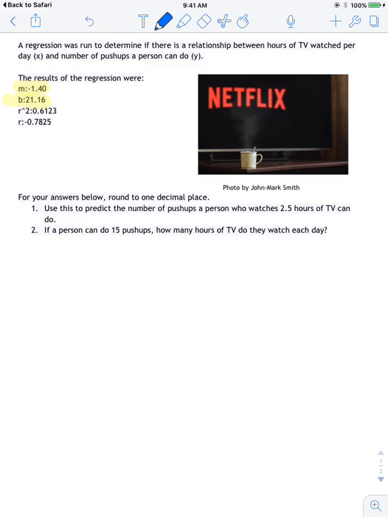So we're keeping our equations in mx plus b, so our equation for this example would be y equals negative 1.40x plus 21.16. We're going to use that to make predictions for question 1 and 2 below. So it says, for your answers below, round to one decimal place.